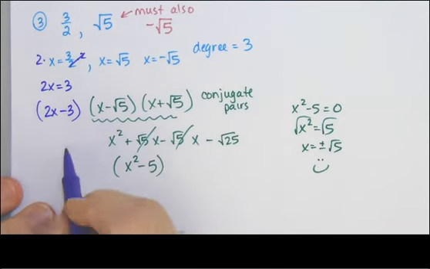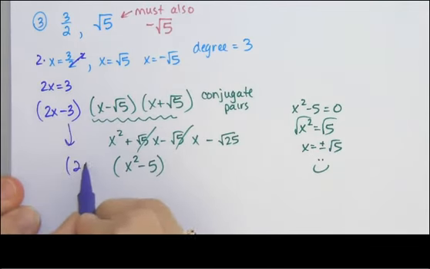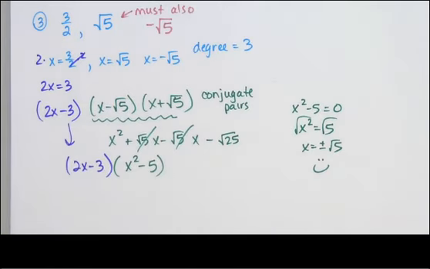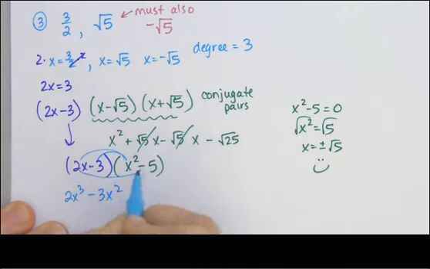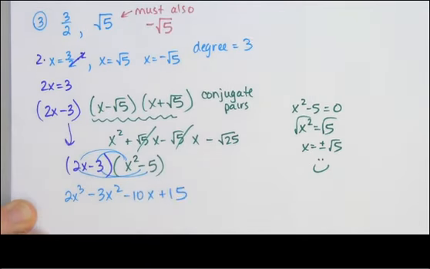Drop this other one down, so I have 2x minus 3, and you just need to FOIL. This one's actually not too bad here. So I've got 2x times x squared is 2x cubed. I've got negative 3 times x squared is minus 3x squared. I've got 2x times negative 5 is negative 10x. And finally, positive 15.